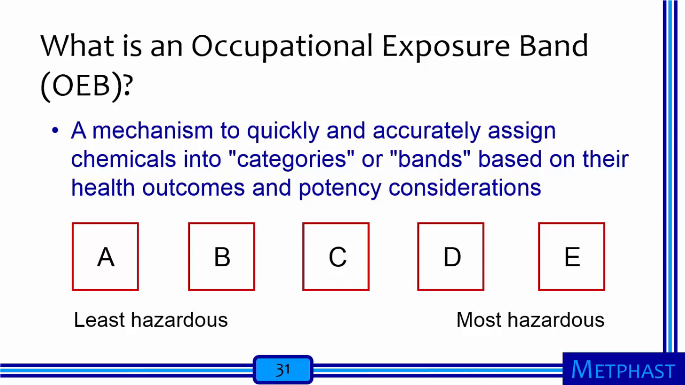Next, we discuss the concept of an occupational exposure band, or OEB, being promoted by NIOSH. It is a mechanism to quickly and accurately assign chemicals into categories or bands based on their health outcome and potency considerations. The five categories range from A to E, from least to most hazardous.